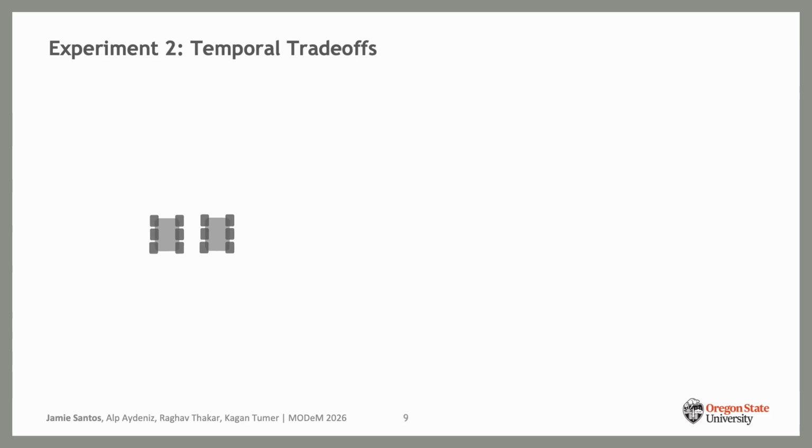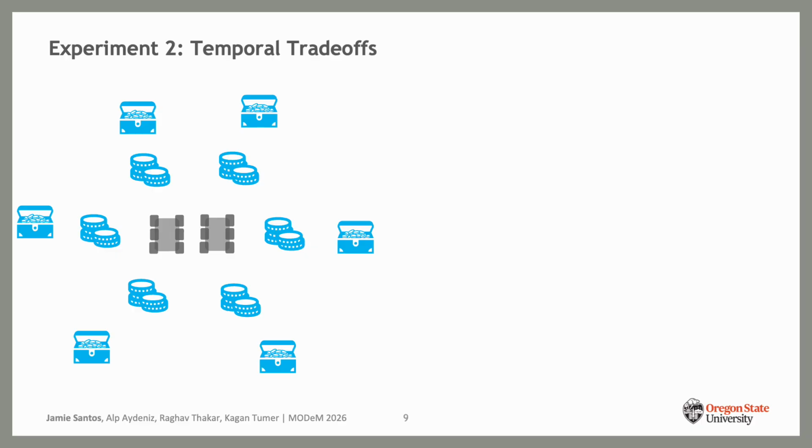In the second experiment, the trade-offs are solely temporal. We again begin with a small team of 2 agents tasked with visiting points of interest. They are surrounded by low-value POIs nearby and higher-value POIs further on. Here, the objectives are the total reward of the first half of the episode and the total reward of the second half of the episode.